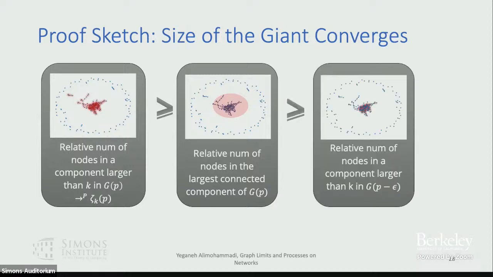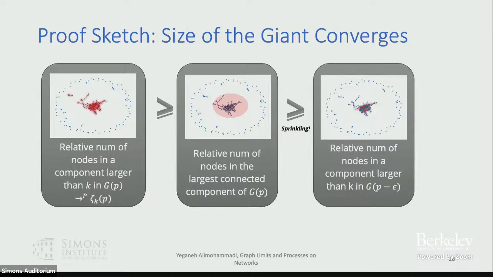And as a lower bound, instead of looking at G of P, I lower the transmission rate with some epsilon, P of epsilon. Then I look at the nodes that appear in a component larger than k in this new graph. And this lower one is actually the hard part to prove, for which we use a very well-known technique of sprinkling.